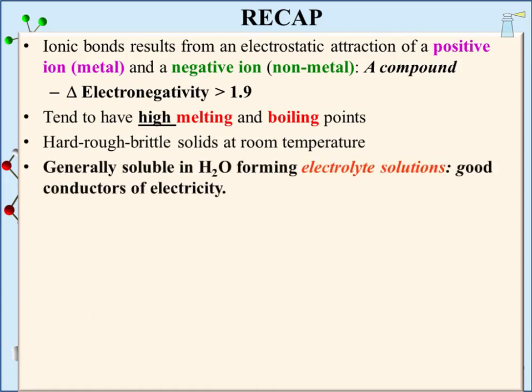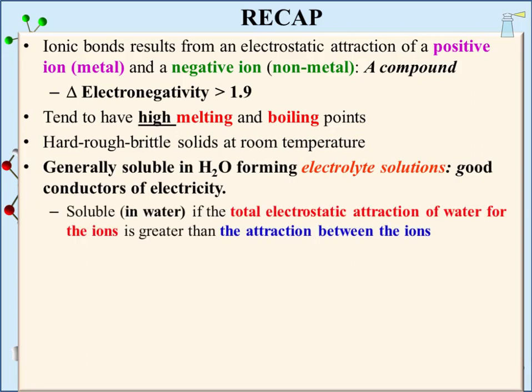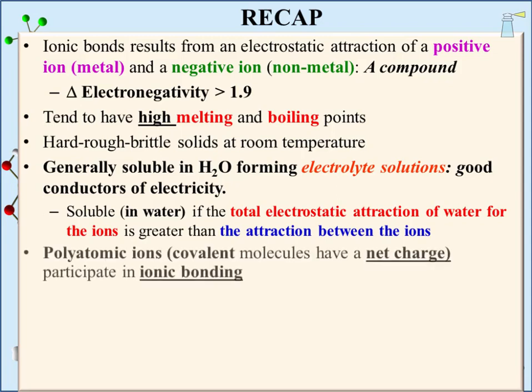Ionic compounds are generally soluble in water, forming electrolytes. Electrolytes are good conductors of electricity. Dissolving in water is a form of solubility and will occur if the total electrostatic attraction of water for the ions is greater than the attraction between the ions. Polyatomic ions are covalent molecules that have a net charge. As such, they will participate in ionic bonding like other ions.